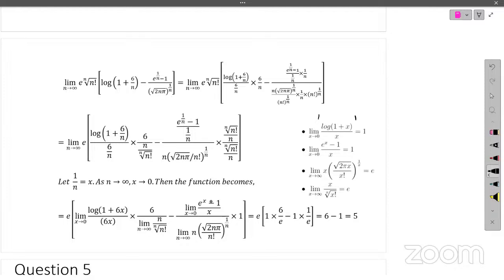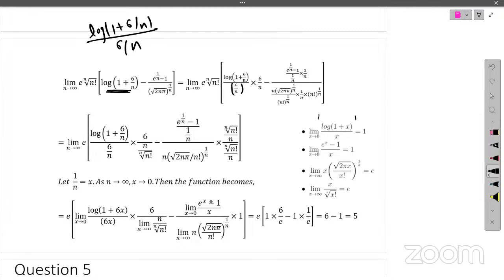So the first step is achieving the first form here. Here log of 1 plus 6 by n is written, and we want log of 1 plus 6 by n upon 6 by n, right? That's the thing, 1 plus x by x. For that, we multiply and divide by 6 by n. If you divide by 6 by n, this factor will be here, and multiplied by 6 by n, 6 by n will be here.